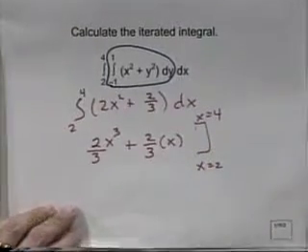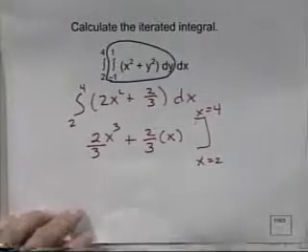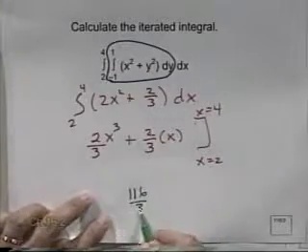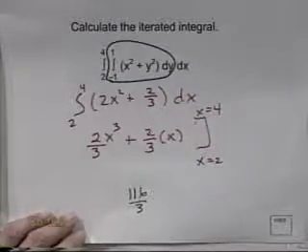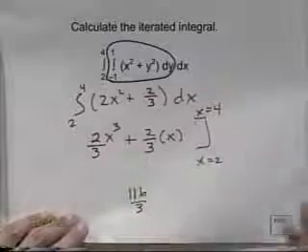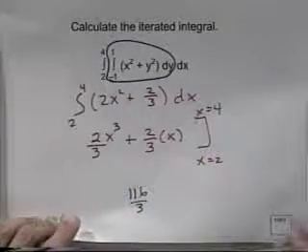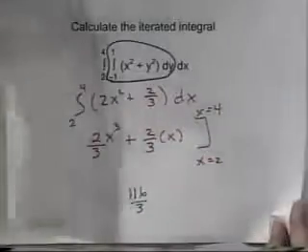And I don't think you guys need to watch me plugging in 4 minus plugging in 2. You're going to end up getting 116/3. Are we okay with that, just to save ourselves a little bit of time and tedium? Okay, you're popping in a 4 minus plugging in a 2, and this is what you should get, 116/3. Everybody okay? Okay. Let's look at the next one.